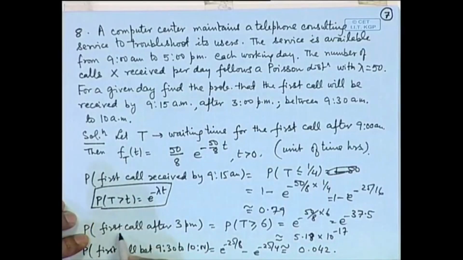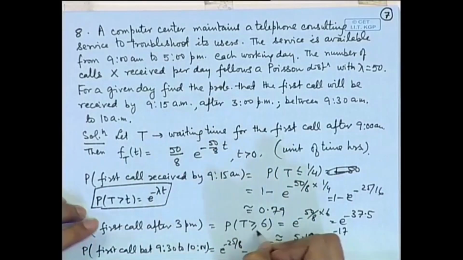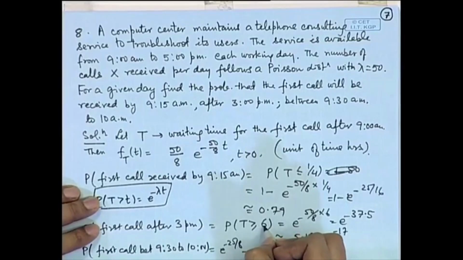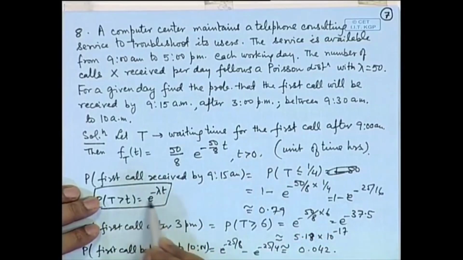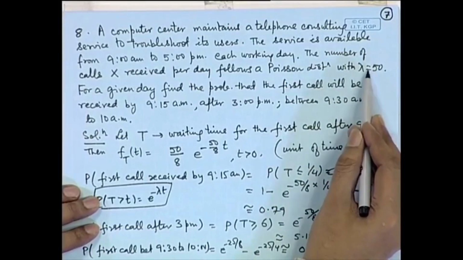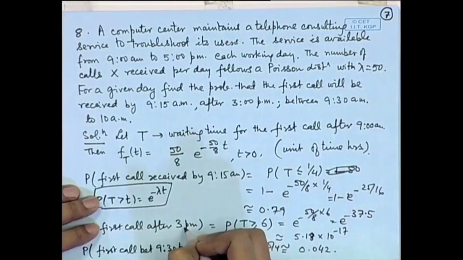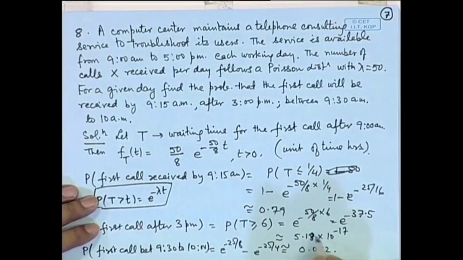Likewise, if we calculate the probability that the first call is after 3 p.m. From 9 a.m. to 3 p.m. it is 6 hours. So, what is the probability of T greater than or equal to 6? If we utilize this formula, it is e to the power minus lambda t, that is 50 by 8 into 6, which is an extremely small probability, which it must be because the rate of receiving complaints is quite high, and here we are saying that from morning 9 to 3 p.m. there is no call. So, the probability of that event must be pretty small.